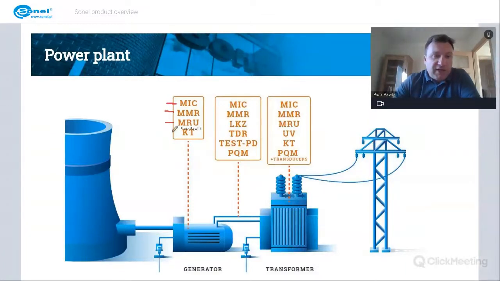And of course, we can check if any component is overheating. So we can do this with the thermal imaging cameras of KT series. Then further on, we have cables leading from the generator to a transformer. And we can check those cables also to make sure that their insulation is correct. So that's MIC series. We can check their continuity with the micrometers.